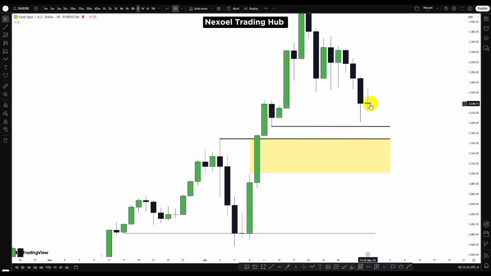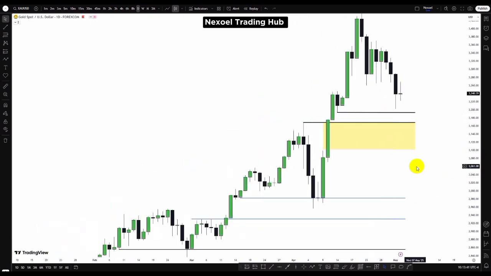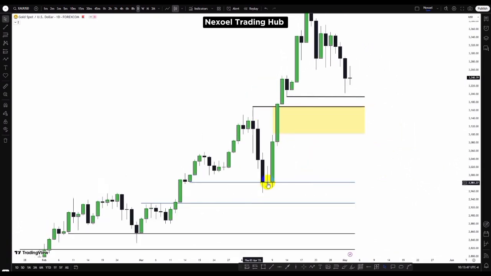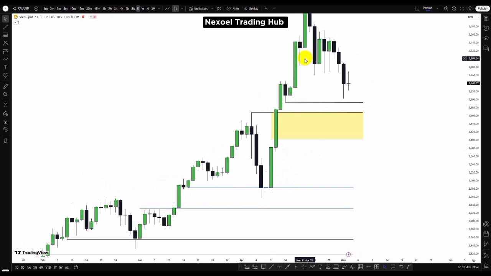And if price then trades into this weekly bullish fair value gap zone, we may see price dip more lower into this daily bullish fair value gap zone. Because here we have the movement to the upside, price traded to the downside, taking out sell side liquidity, mitigated this fair value gap and bullishness to the upside.